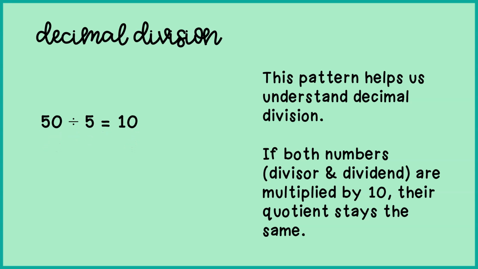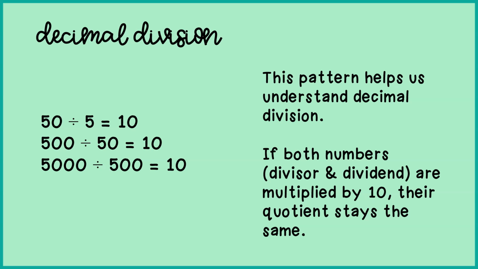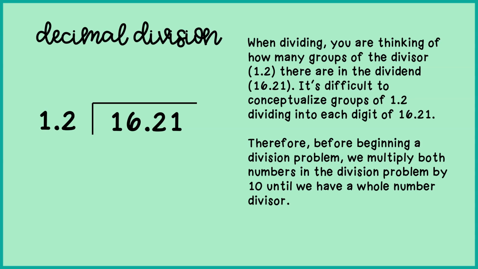Okay, so here let's look at this second pattern. Both of these simpler problems help us to understand why we use the particular strategy that we do for decimal division. Here I have 50 divided by 5 equals 10. If I multiply both of those numbers by 10, so I do 50 times 10 equals 500, 5 times 10 equals 50, I still maintain that same answer of 10. Same thing if I multiply by 10 an additional time. The quotient, or answer to that division problem, is staying the same. This pattern is going to help you understand what I'm about to do next.